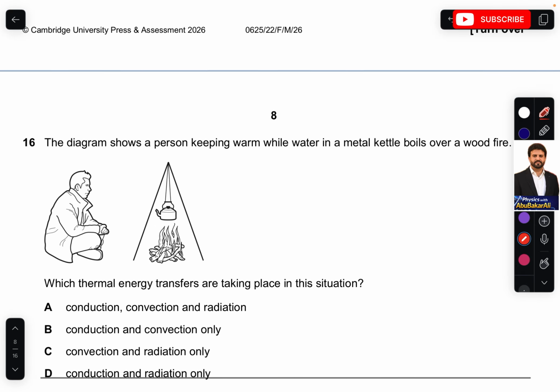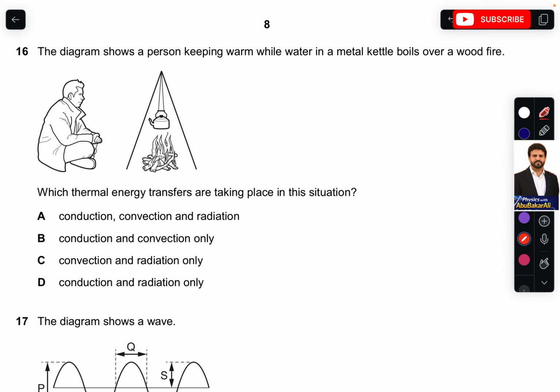Moving forward, question 16. The diagram shows a person keeping warm while water in a metal kettle boils over a wood fire. Which thermal energy transfer is taking place in the situation? Okay, so conduction is not possible. Why? For conduction, you need physical contact with the object. This wood is not in contact with the kettle, and it's not in contact with the person either. So the heat will be going up because of convection and radiation, whereas to the person there is only radiation because the person is on the side. So it's option C that is correct. Okay, conduction is not possible.